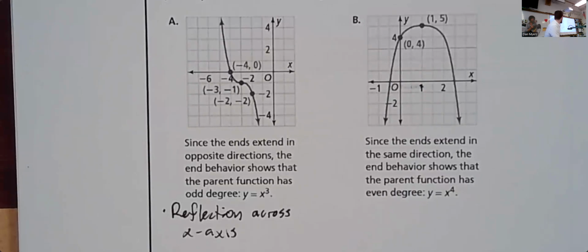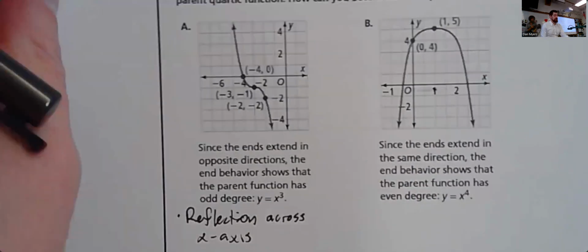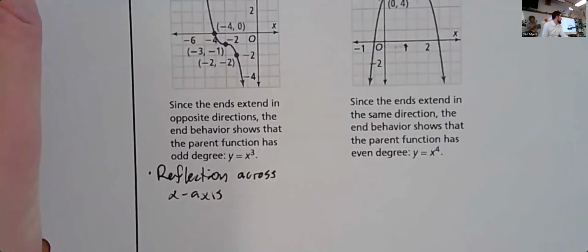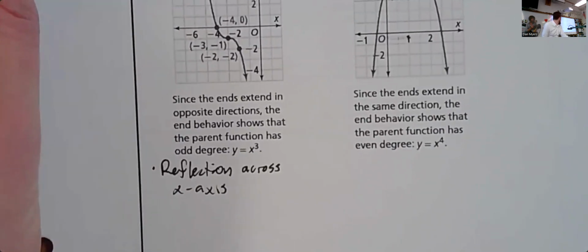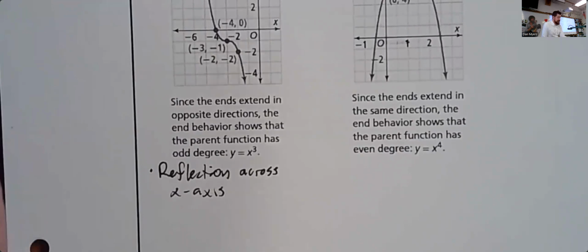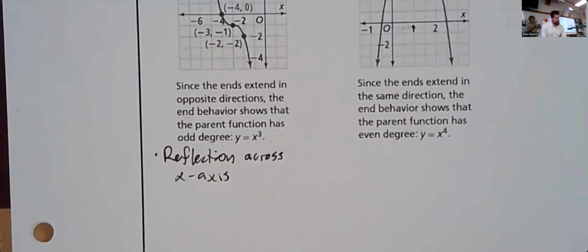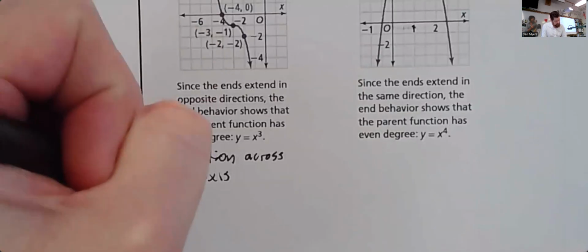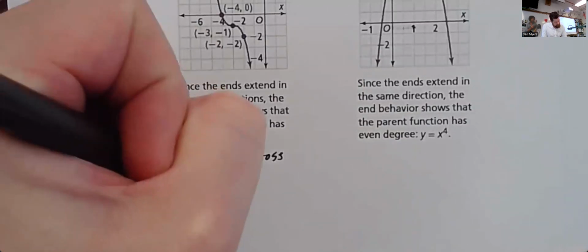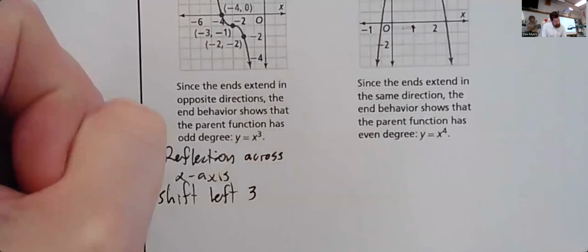The middle of the graph. The middle of the graph started at the origin. Where is the middle of the graph now? It's gone left 3 and down 1. Yeah. So shift left 3. And then shift down 1.